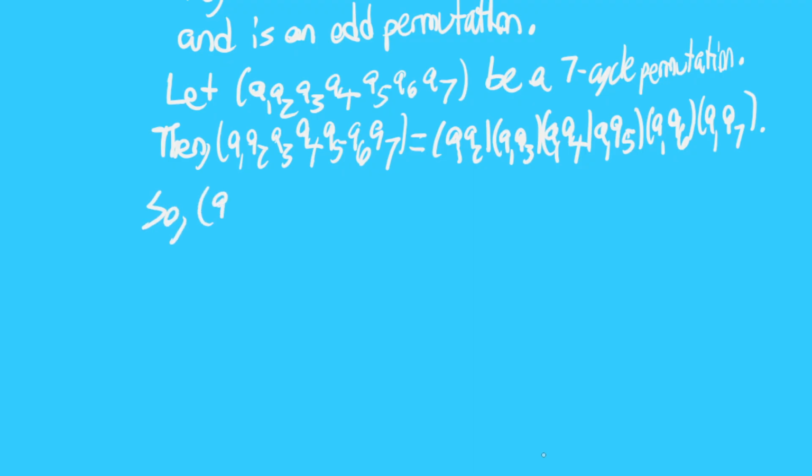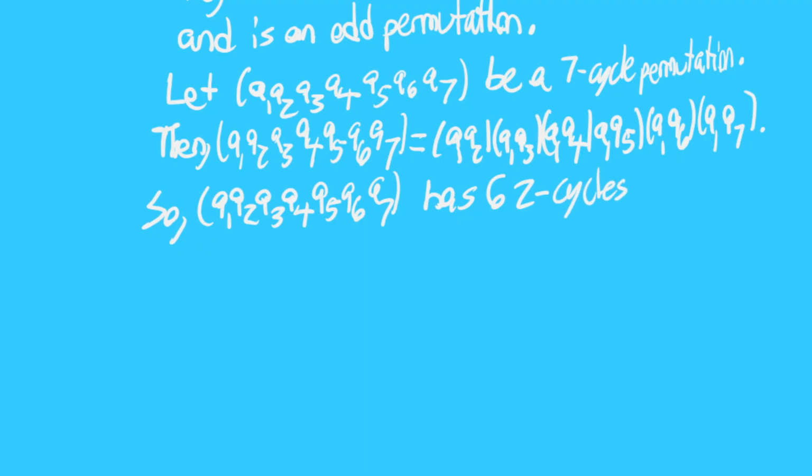So (A1 A2 A3 A4 A5 A6 A7) has 6 2 cycles and is an even permutation.